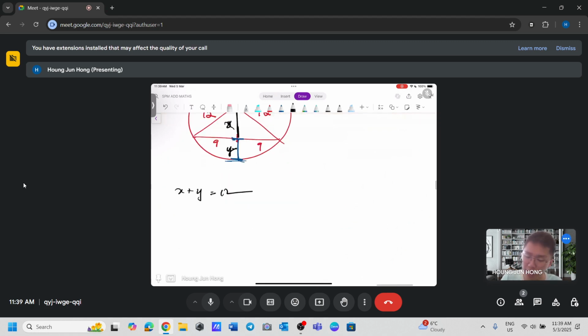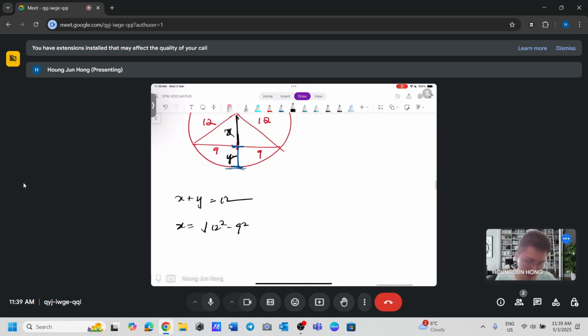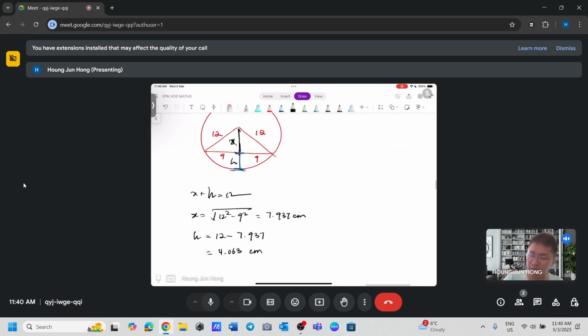How do we find x? x is basically Pythagoras' theorem: 12 squared minus 9 squared, square rooted, which gives you 7.937. Then h is very simple. h is basically 12 minus that height over there. So you then get 4.063 cm. That's it. This is how you get h over here.